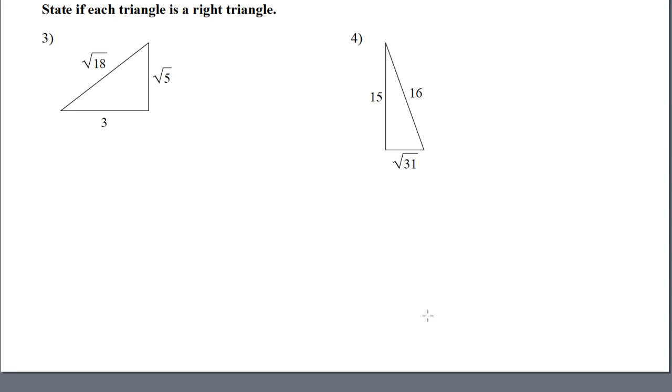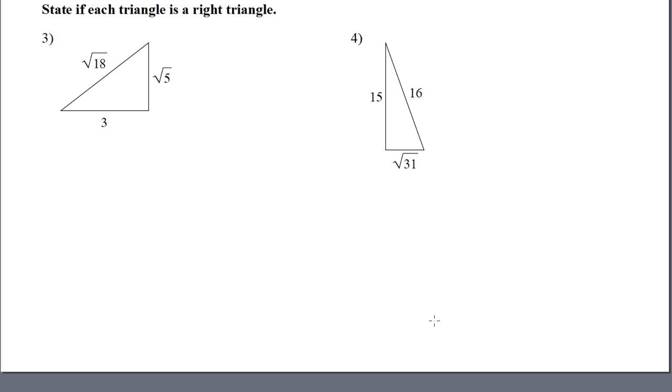Everyone. Now we're going to answer two more questions involving the Pythagorean theorem. This question asks us to state if each triangle is a right triangle. Well, the Pythagorean theorem only works if your triangle is a right triangle.